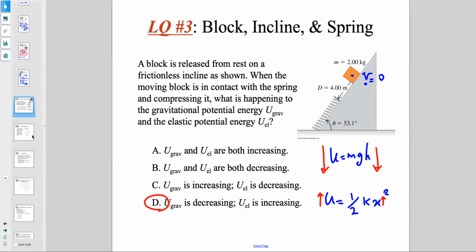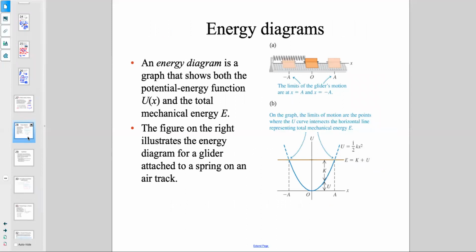Energy diagram, this is also another very important part of chapter 8. An energy diagram is a graph that shows both the potential energy function U of x and the total mechanical energy E. The figure on the right illustrates the energy diagram for a glider. I have a glider oscillating back and forth, connected to a spring, going all the way to this point and oscillating back to this point, from negative A to positive A.